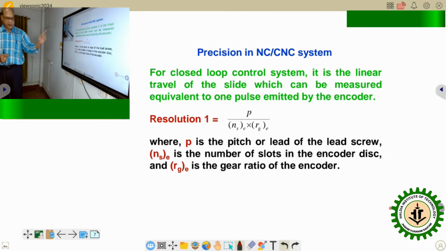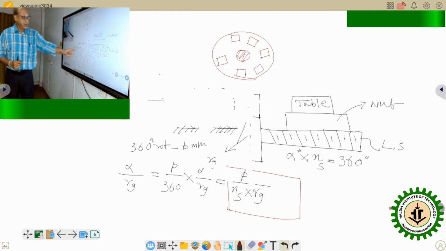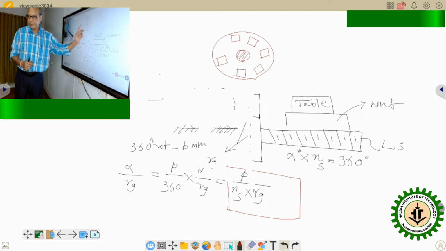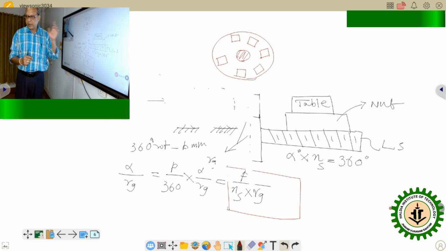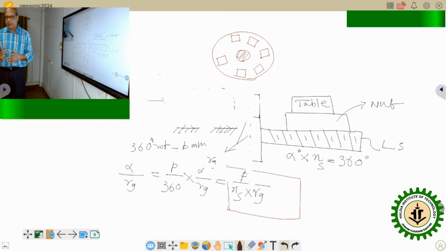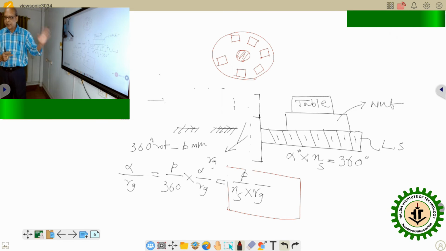In the earlier case, the RG was for the gear train between the lead screw and the motor. But here, to improve the resolution, the encoder disk will be fitted over here. Okay, and in this particular case, whenever we would like to introduce another gearing system, the encoder disk is not directly mounted at the end of the lead screw. Rather, it is mounted on another shaft through a gearing.